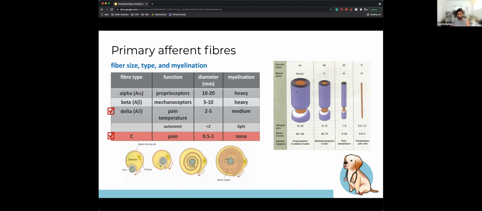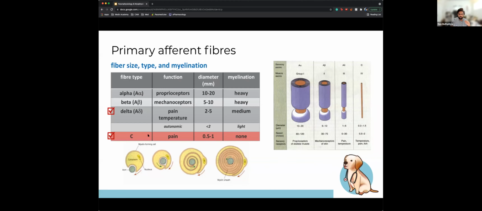And this is a nice diagram on the different types. Again, you don't need to know the diameters. You don't really need to know the stuff about autonomics. It's probably just better to remember alpha beta. They go via the DCML pathway, whereas delta C and all that come through the spinothalamic.